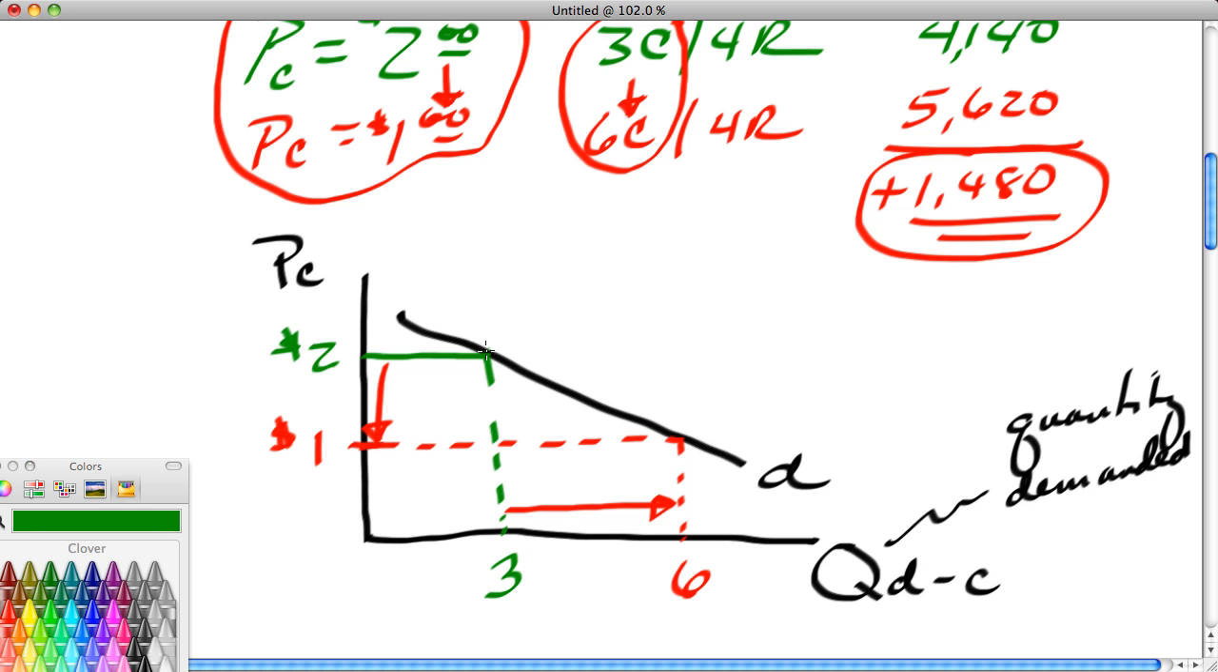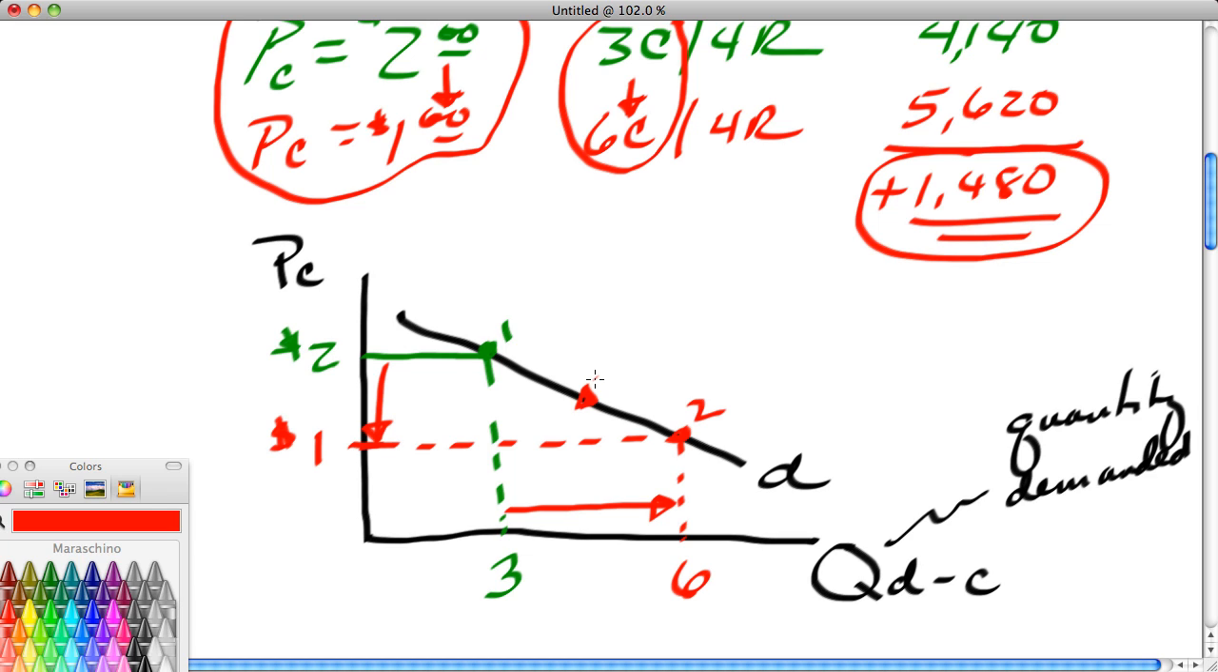This is what a demand curve shows. A demand curve shows the relationship between the price of a product and the quantity demanded of that product. I'll put a 0.2 here. So we move down along this given demand curve.